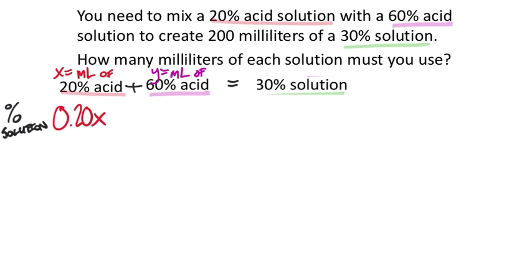So for the 60% acid, we have to multiply it by how much acid that is, which is Y. And then its concentration, 60%. But like I said, I'm going to write it as 0.60. So that's the 60% acid. And then we have the final solution, which is 30%. So that'd be 0.30.